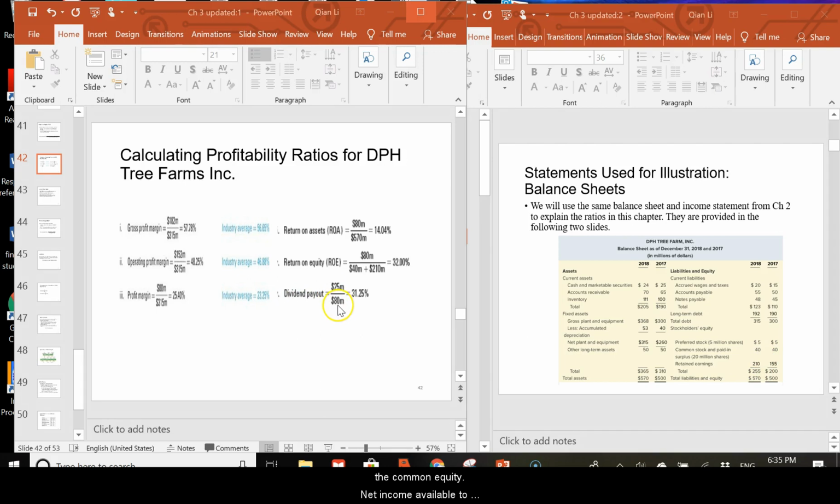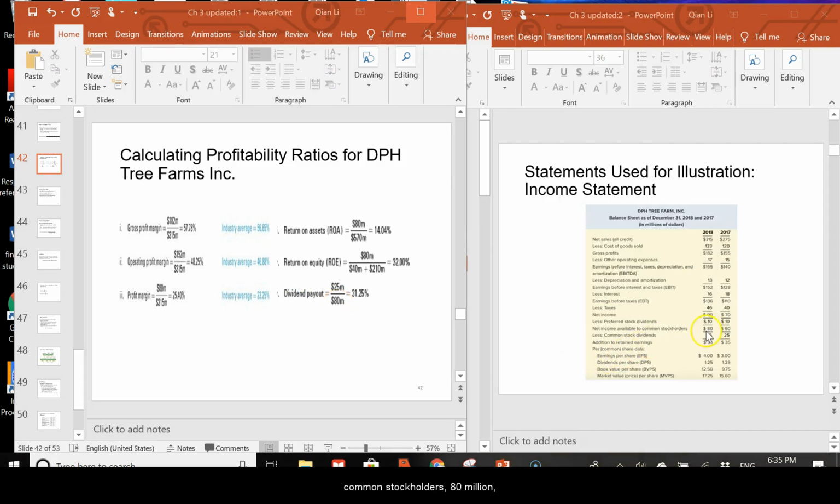Net income available to common stockholders is 80 million, and out of that the company pays 25 million in dividends to common stockholders. So 25 out of 80, that is a 31.25% dividend payout ratio.